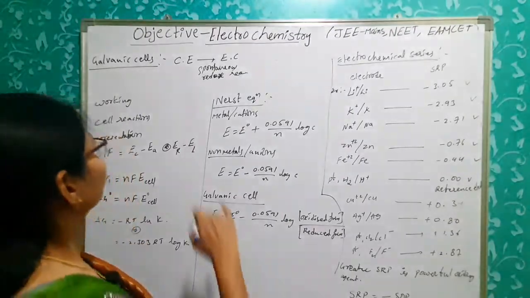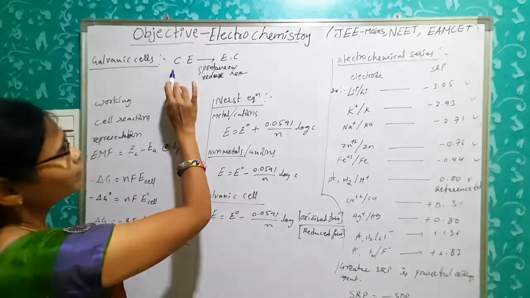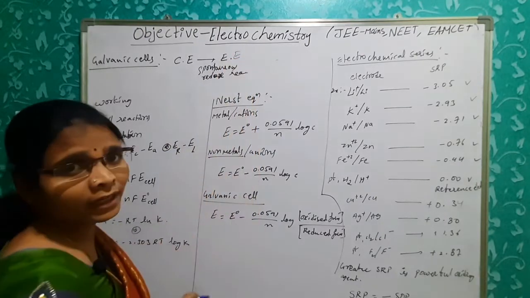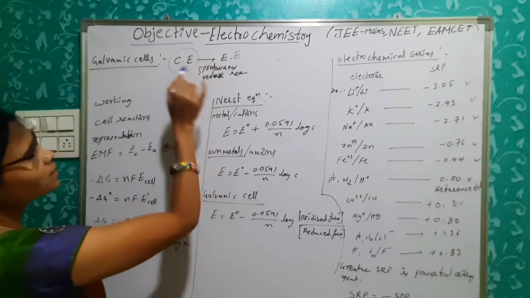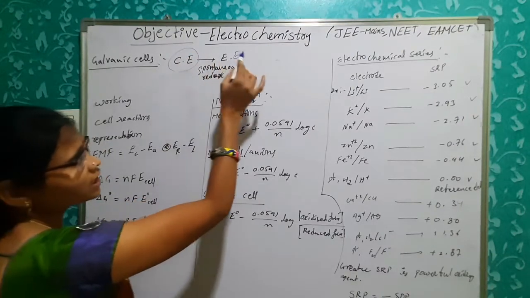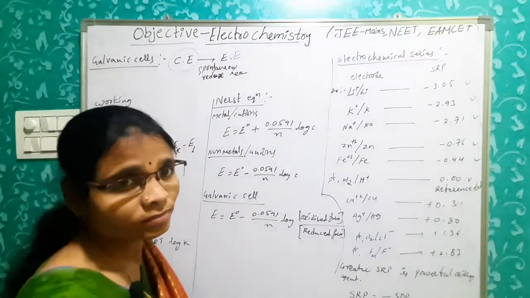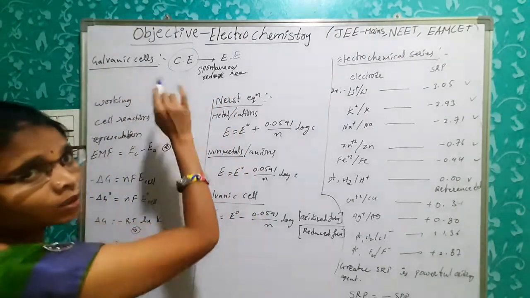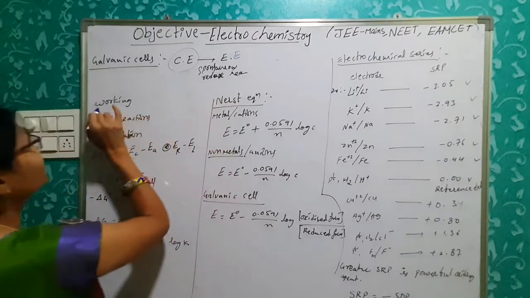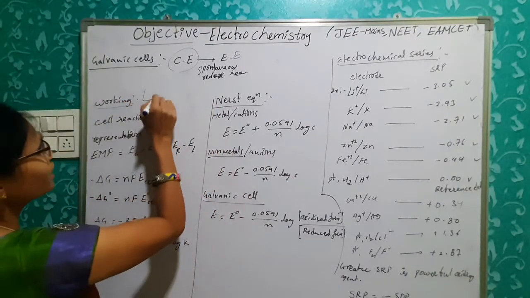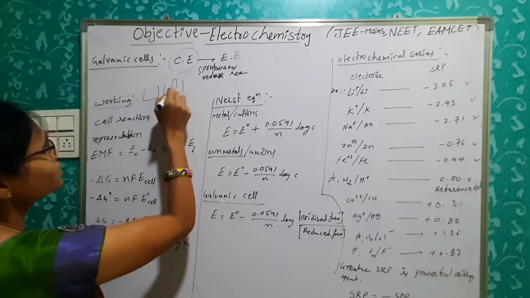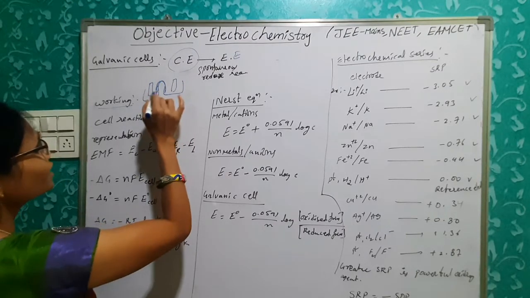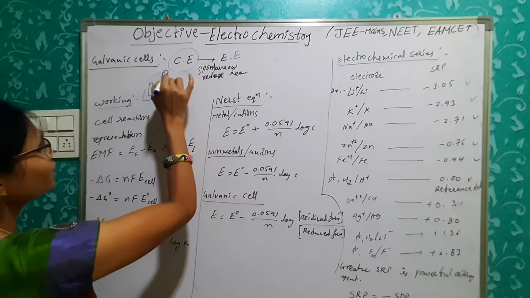Galvanic cell. In a galvanic cell, chemical energy gets converted into electrical energy. Electrical energy means, by spontaneous redox reactions, electricity will be produced. Clear? So they are called simply electrochemical cells or galvanic cells or voltaic cells. Galvanic cells contain two half cells, single electrodes connected to each other by a salt bridge and an external ammeter.